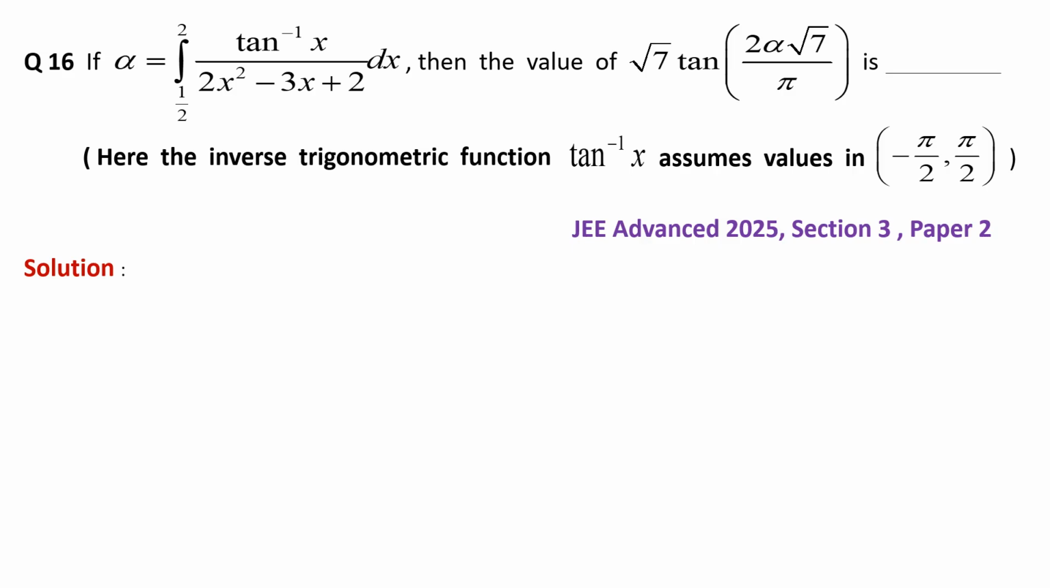Now students, let's start with the given integral alpha, and it is equal to integral from 1 upon 2 to 2 of tan inverse x dx whole divided upon 2x square minus 3x plus 2.